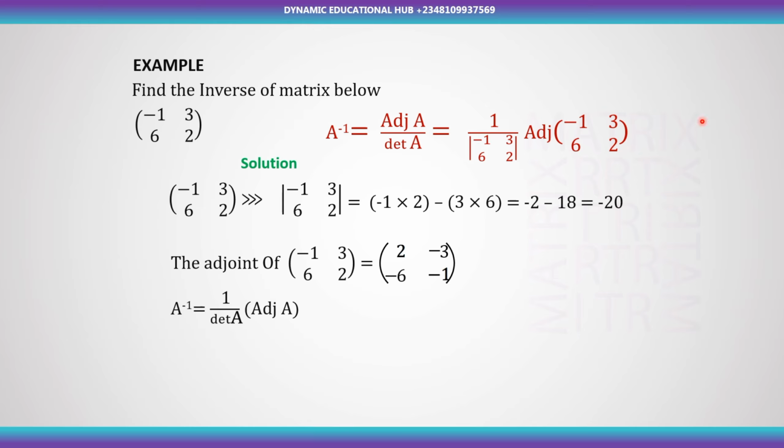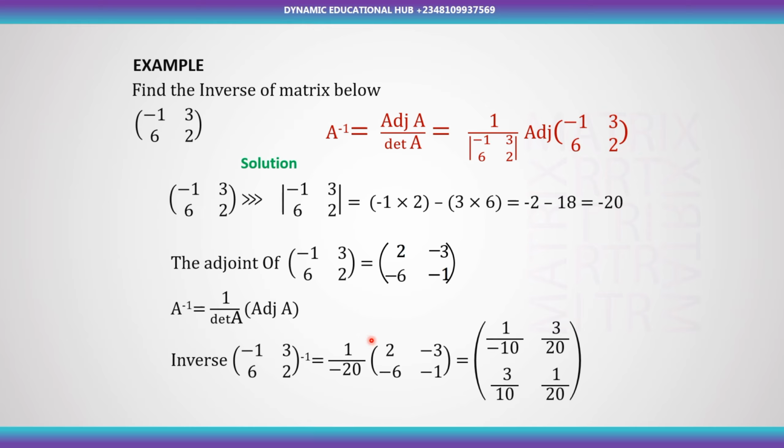Now plug this into your formula. What are we going to have? The inverse of this is going to be 1 over minus 20, which happens to be our determinant, multiplied by this, which happens to be our adjoint. If you look at this very well, you are seeing a scalar multiplication. Multiply these together, 1 over minus 20 multiplied by 2, you are going to get 1 over minus 10 for this one. The next one, you have 1 over minus 20 multiplied by minus 30.